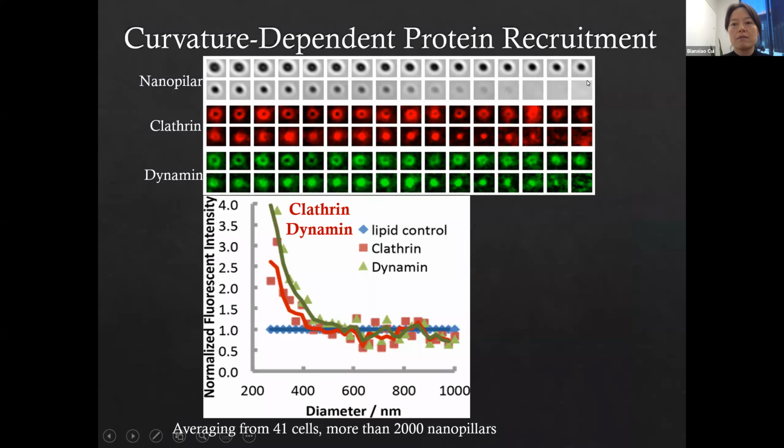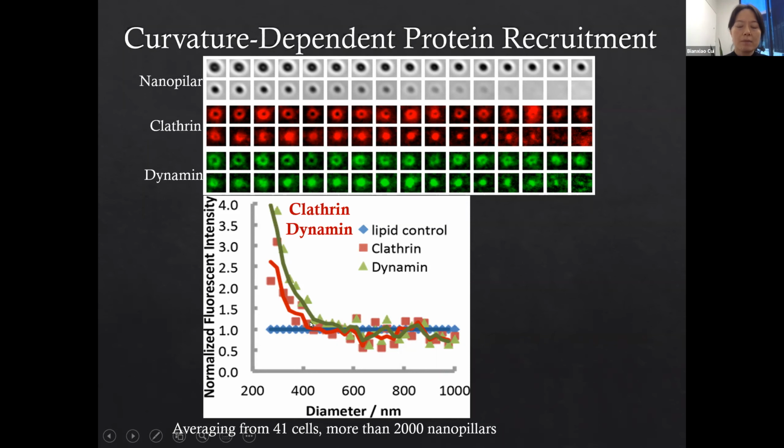32 different diameters of nanopillars. And then we normalize the protein distribution against the lipid distribution, which is the membrane surrounding the nanopillar. Because when you do the two-dimensional projection, there is more membrane at nanopillar locations than at the flat locations. So after we normalize against the membrane intensity, what we can see is this kind of distribution.